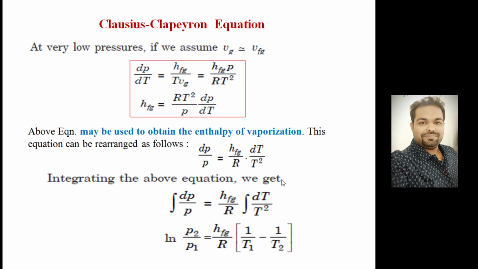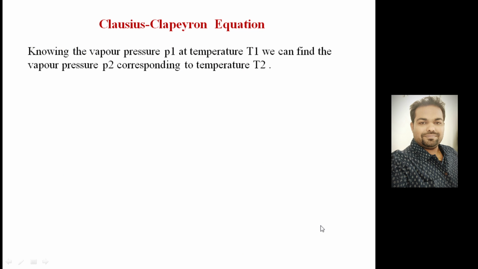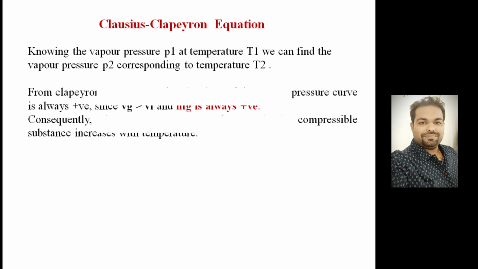So the above equation can be integrated, and if you integrate this, you get this relation: ln(P2/P1) is equal to hfg by R times (1/T1 minus 1/T2). Using this equation, if I know the initial pressure and temperature, the final pressure and temperature can be calculated. So knowing the initial pressure and temperature, one can easily find out P2 and T2.